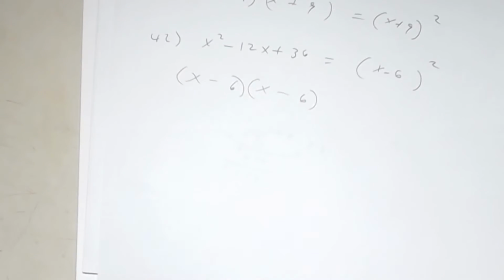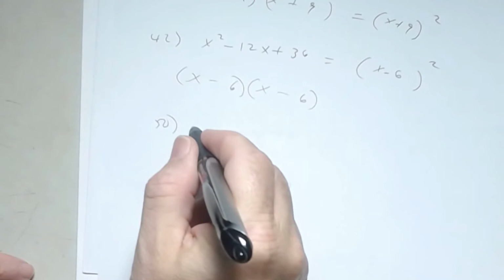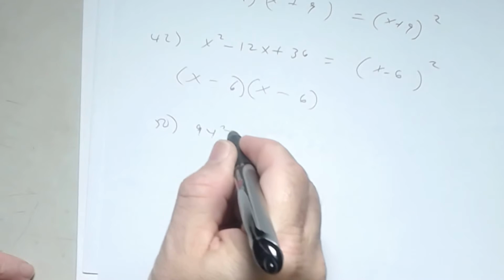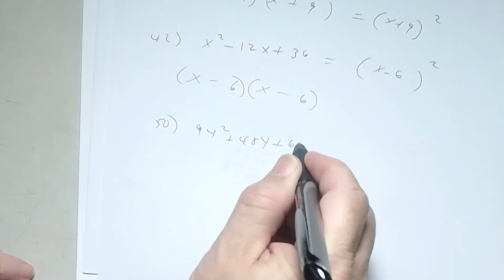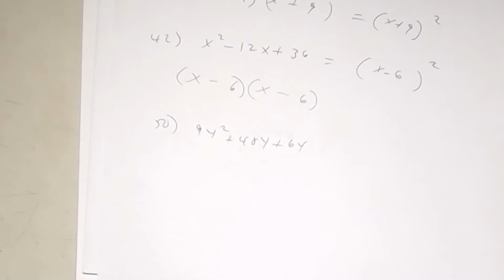All right. Let's do 50. You have 9y squared plus 48y plus 64.